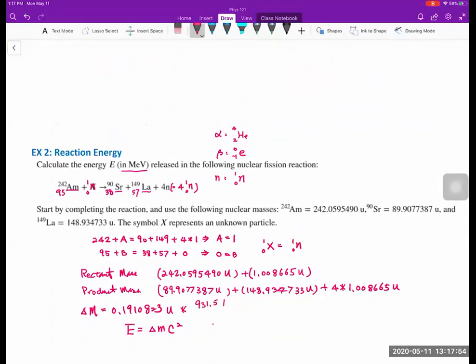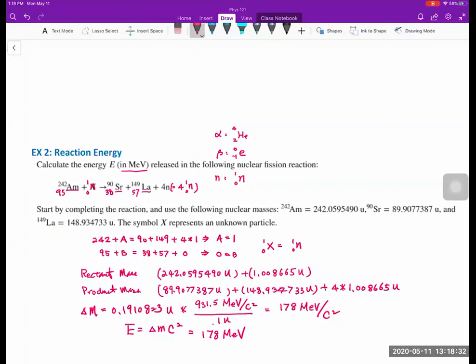931.5 mega electron volt divided by c squared is equal to 1 u. So you change this one in terms of mega electron volt divided by c squared, and once you multiply with the c squared, whatever value you got is going to be the energy. So this will be equal to 178 mega electron volt divided by c squared, and you multiply that with this one here, then you get 178 mega electron volt.